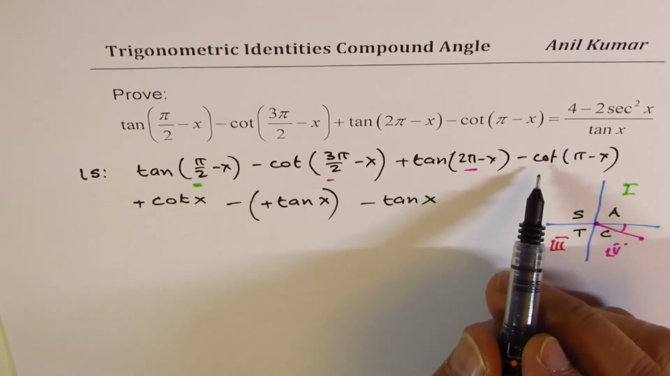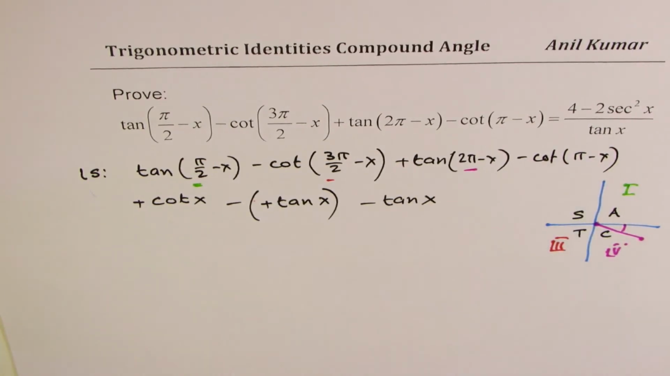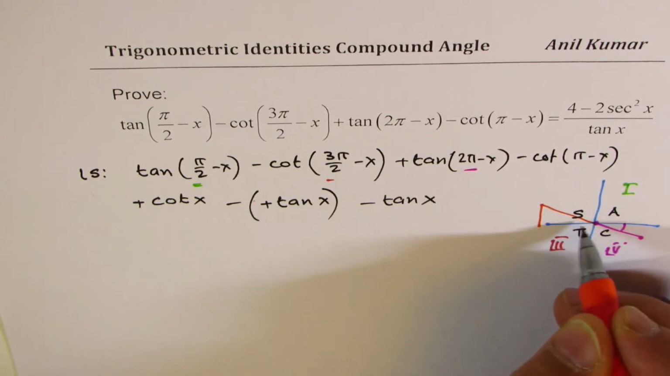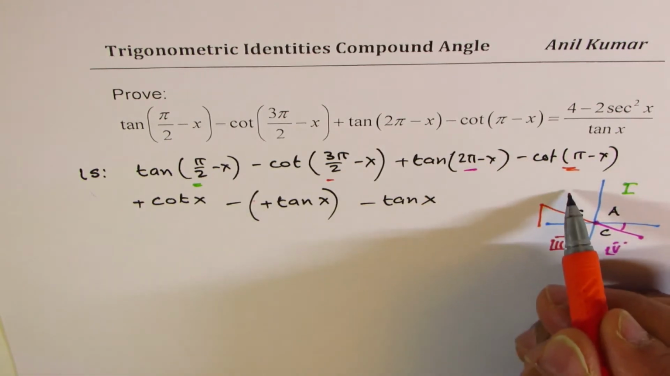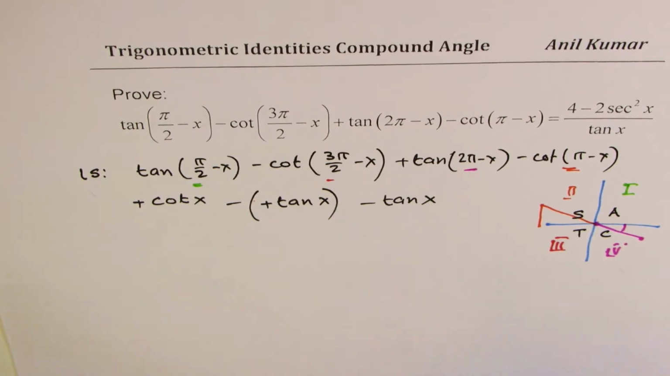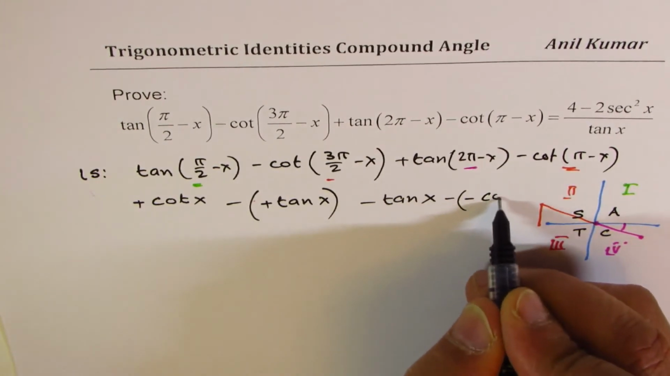The last one here is cotangent pi minus x. That is, pi minus x means you are in this quadrant, right? This is pi minus x. Again, for cotangent, we are in quadrant 2, which makes it negative. And therefore, we have negative, let me write negative inside, cot x.